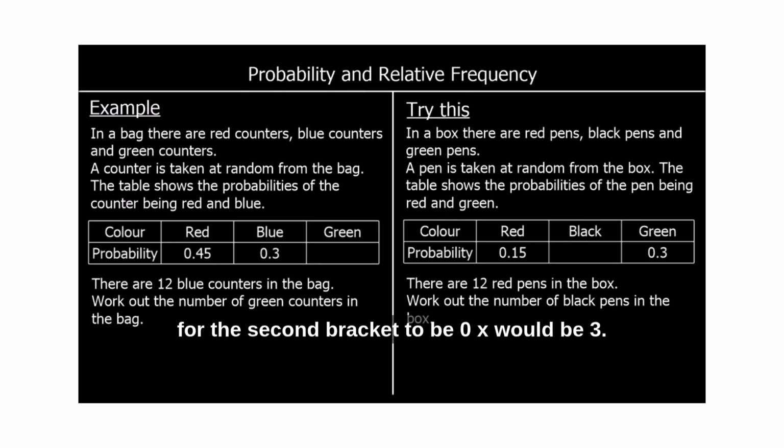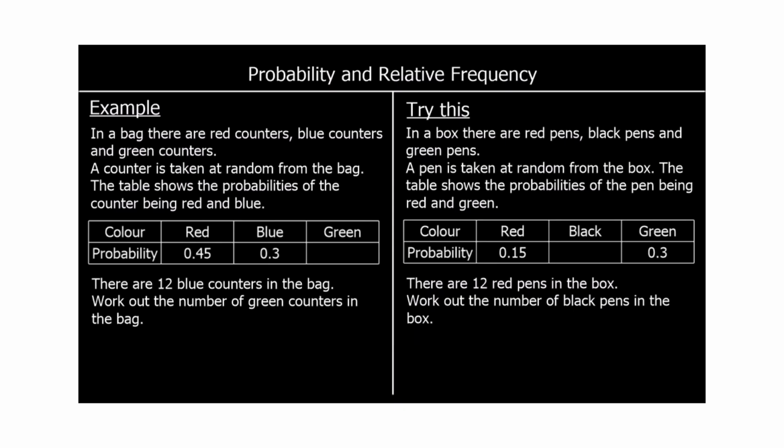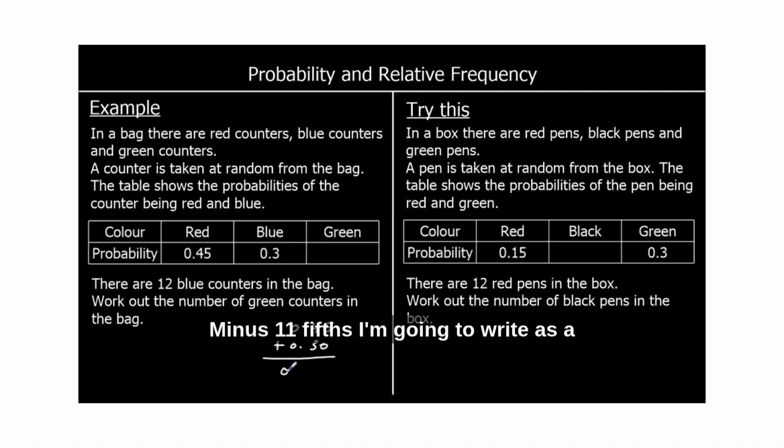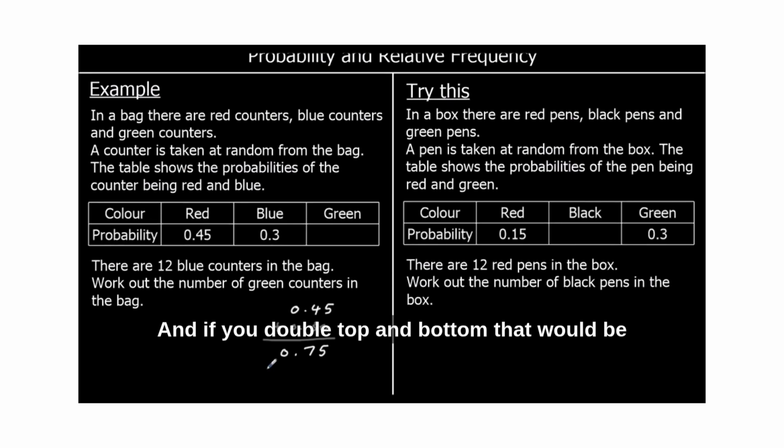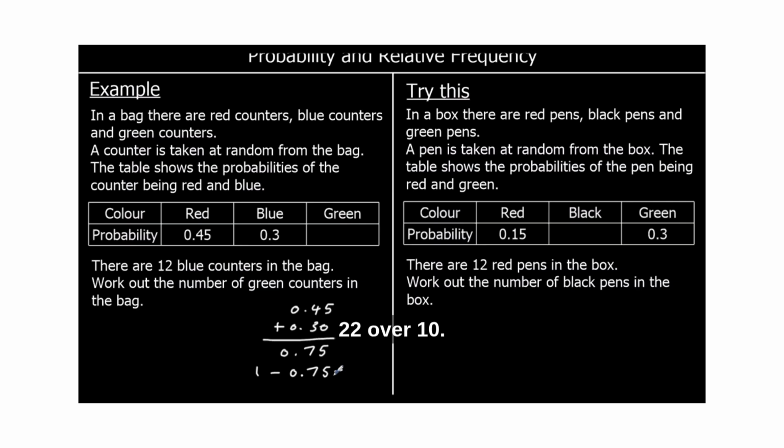And another question. So we've got a bag with red counters, blue counters, and green counters. A counter is taken at random. We've got the probabilities of red and blue here. So we can find the probability of green. Let's do that first. So we've got 0.45 and 0.3. So we've got 0.75 at the moment. What more do we need to make a whole? That's 0.25. The probability of green is 0.25.